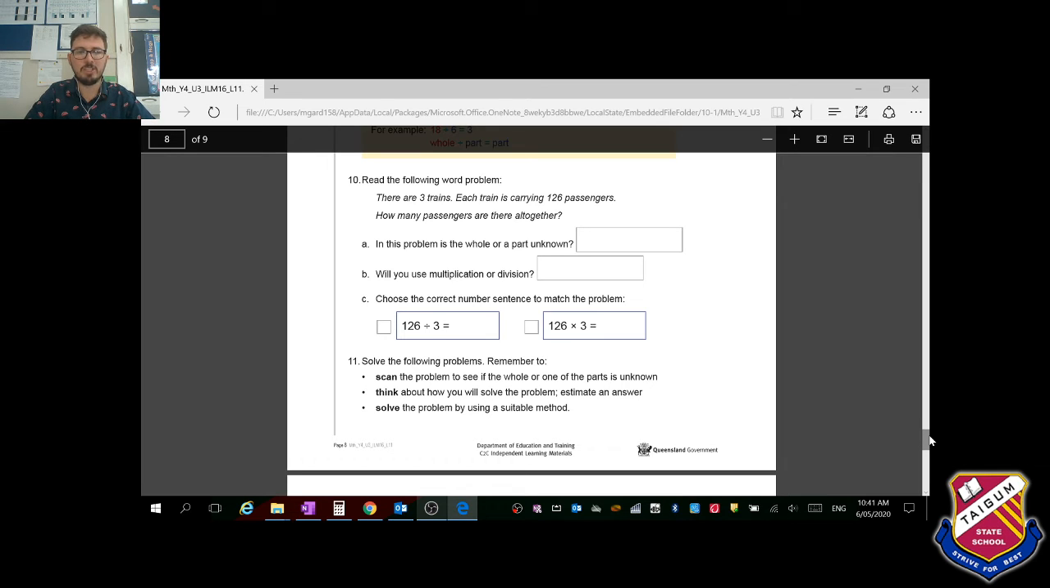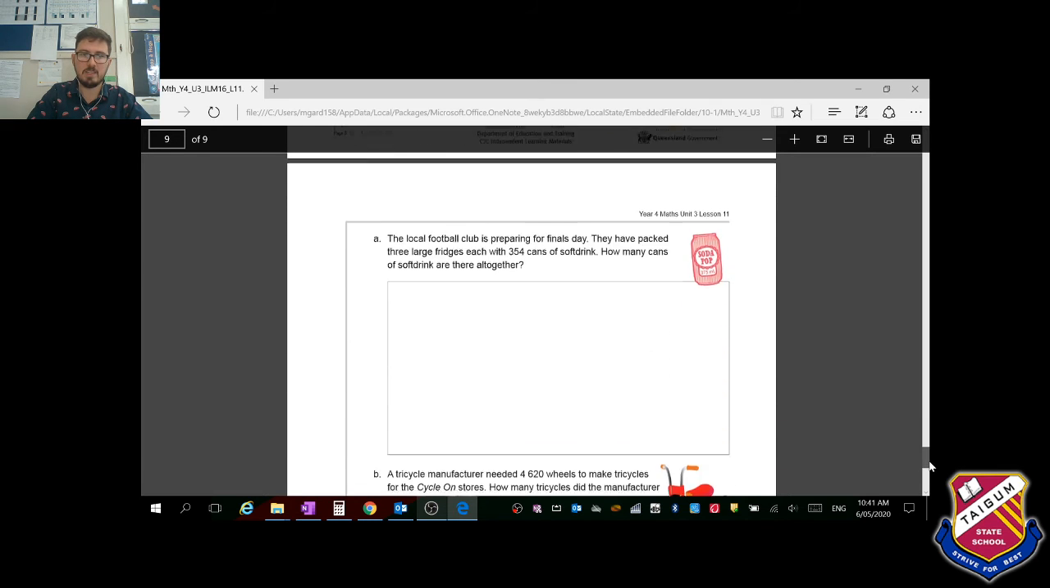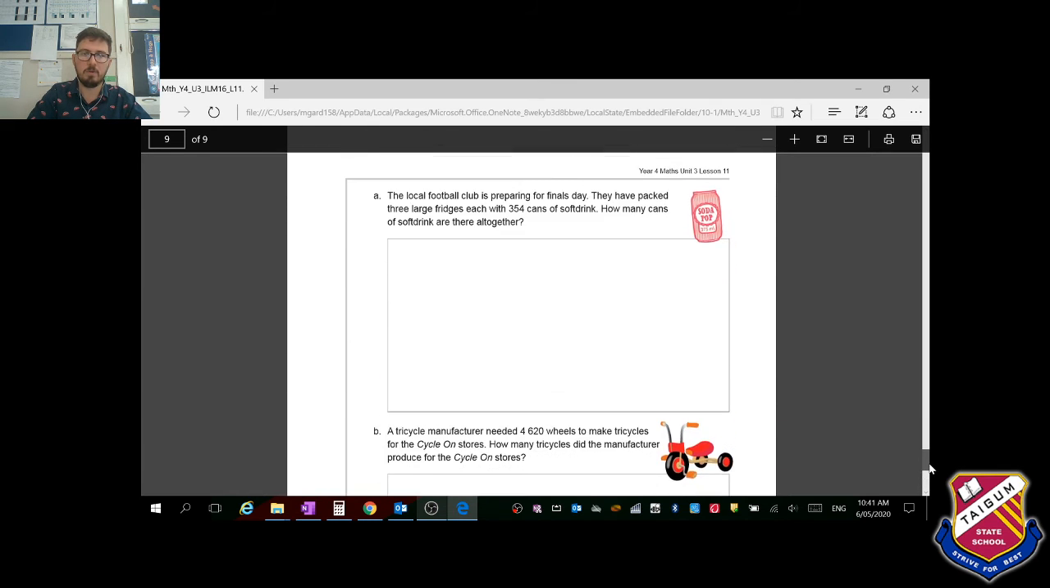Now finally, question 11. Remember to solve the following problems. Remember to scan the problem to see which part is the unknown, which was here. Think about how you will solve the problem. You can estimate your answer and decide on which operation you're going to use. Solve the problem using a suitable method. So here we got a couple of word problems.